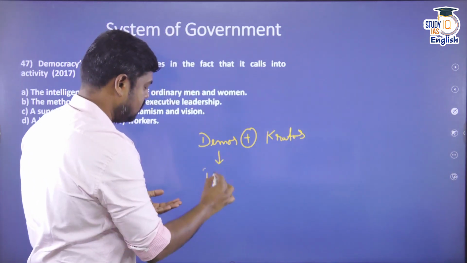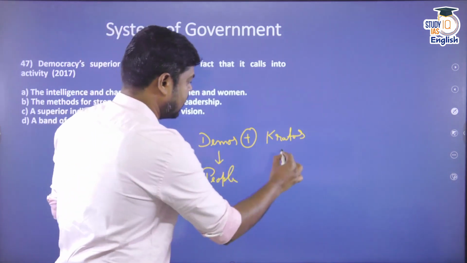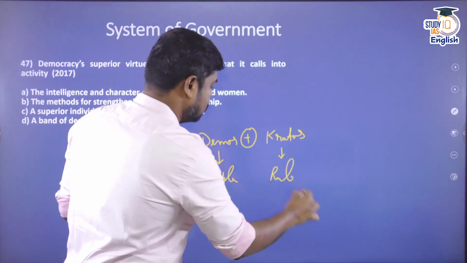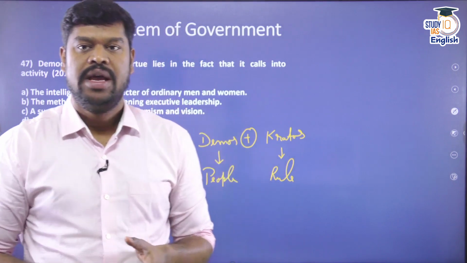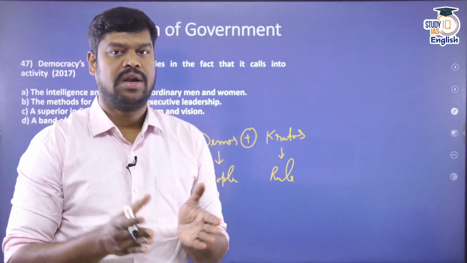Demos meaning people, kratos means rule. So, to put it in a very simple way, what is democracy? Democracy means rule by people. The people will rule that particular country.